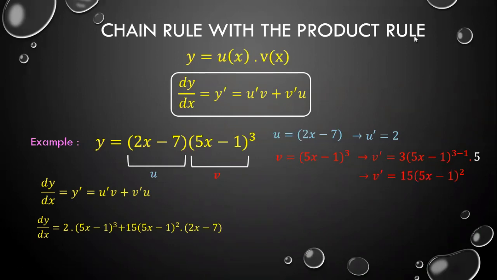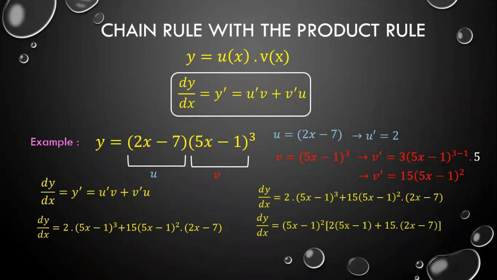Okay, u prime is 2, right? So we put here 2. v is 5x minus 1 cubed, right? v prime is 15 times 5x minus 1 squared. And u is 2x minus 7, right here. Complete, right? Okay, students, we can simplify this equation by distribution. We can distribute the function, okay?